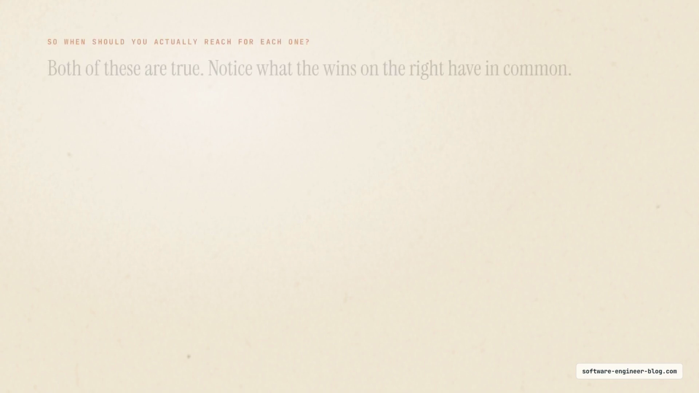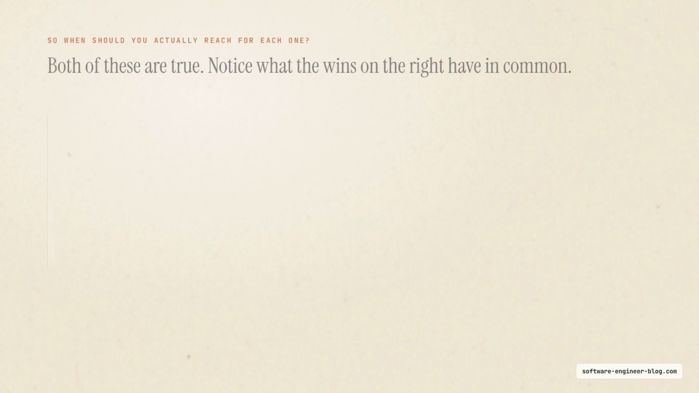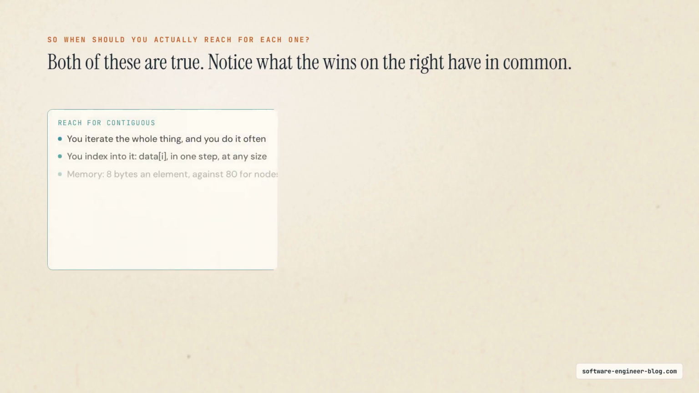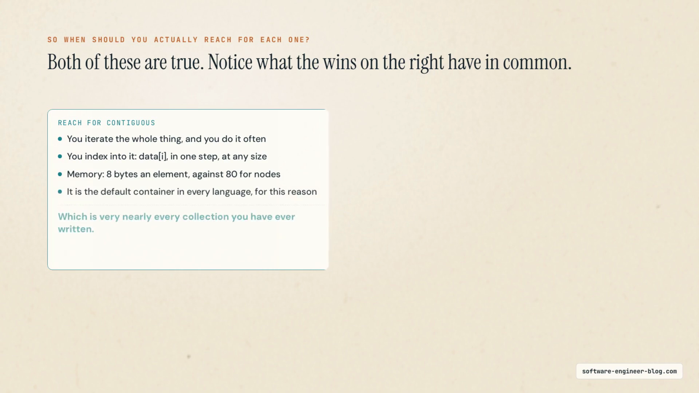So when should you reach for each one? Reach for contiguous when you iterate the whole thing and you do it often. When you index into it, data[i] in one step at any size. And when memory matters, 8 bytes an element against 80 for nodes. That is very nearly every collection you have ever written, which is why it is the default in every language.